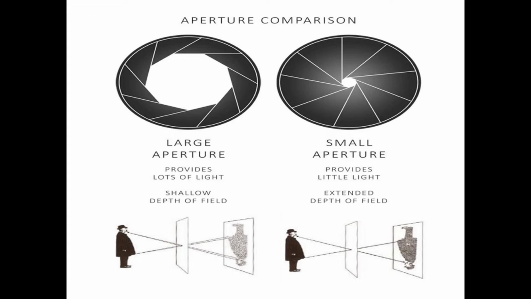So we know that aperture has a direct impact on depth of field, as we discussed in the previous lecture. A larger aperture lets lots of light enter the camera, but a smaller aperture lets only a lesser amount of light in. Now, a larger aperture results in a shallow depth of field, and a smaller aperture results in more depth of field.